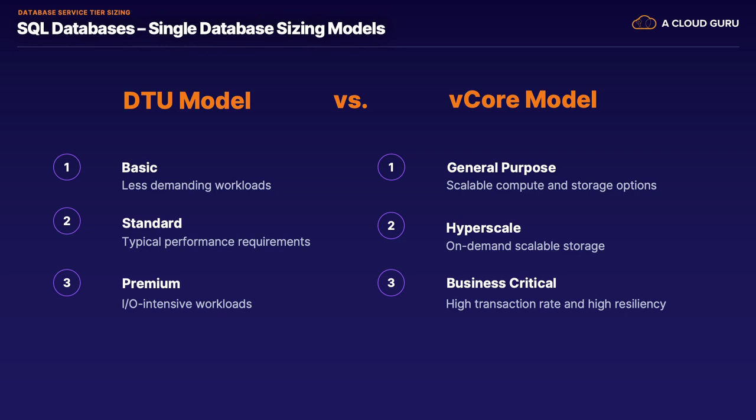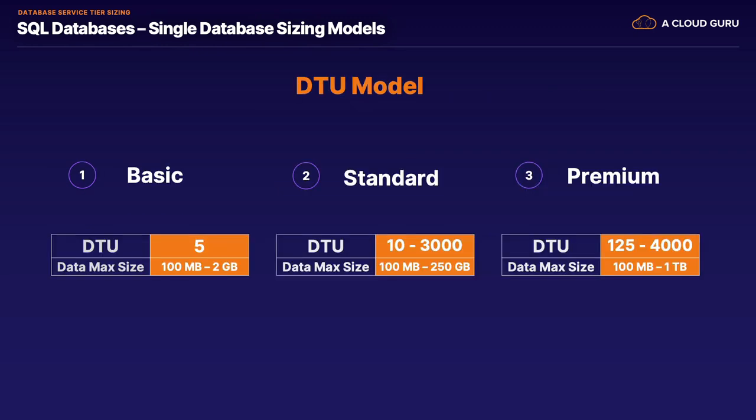The vCore model is going to have a general purpose, which is scalable compute and storage, hyperscale, which is going to be on-demand scalable storage, and the third one is going to be business critical, which has a high transaction rate and high resiliency. Let's explore these a little bit further, starting with the DTU model. The main difference between each of these models is the DTU and the data max size. Basic for DTU is 5. As you move to standard, it's 10 to 3000, and then premium is going to be 125 to 4000 DTUs.